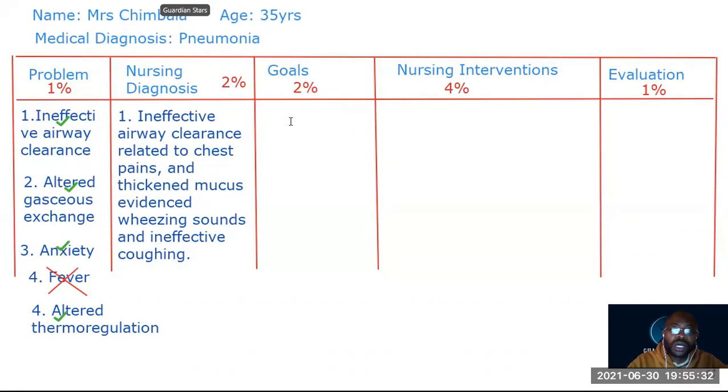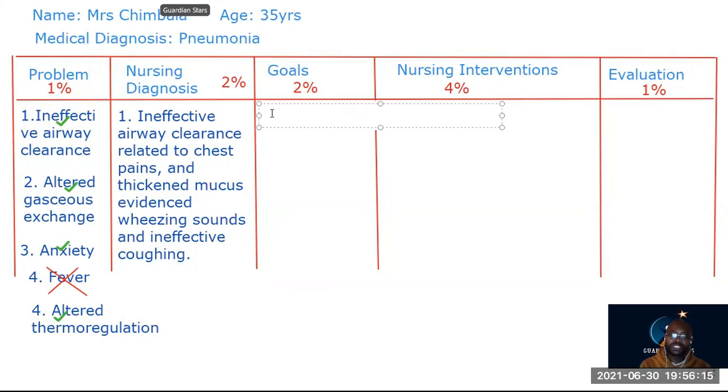I want to show you how you can write your nursing goal now. We have identified the problem, we have written a diagnosis. Now let's write the nursing goal. What's going to be our goal? We want this patient to have effective airway clearance, right? Good. So your nursing goal must be patient-centered. It must be realistic. By realistic, I mean it should be a goal that can be achieved.